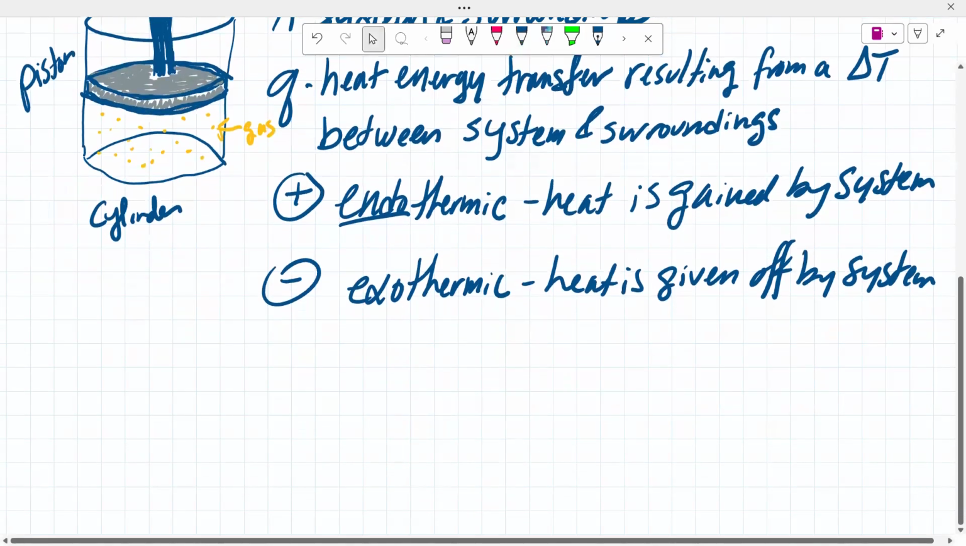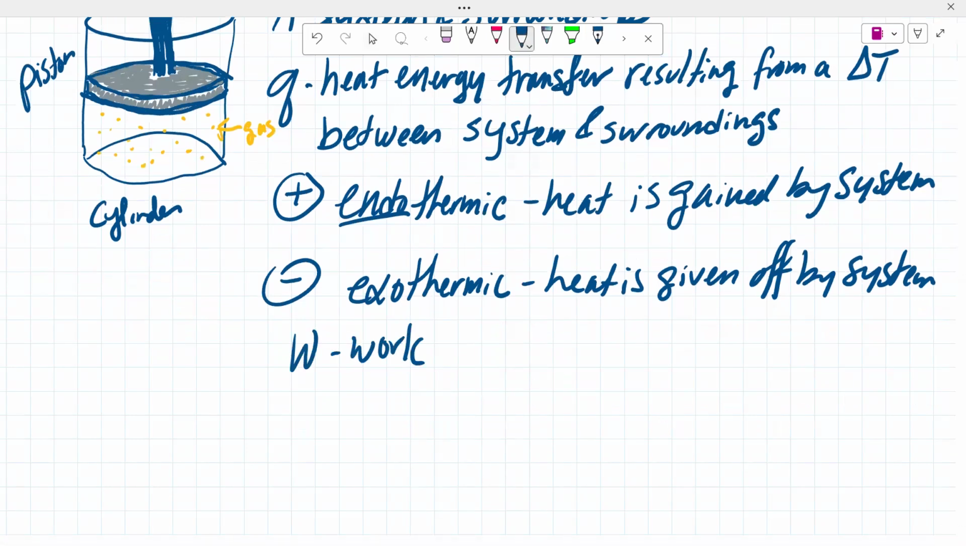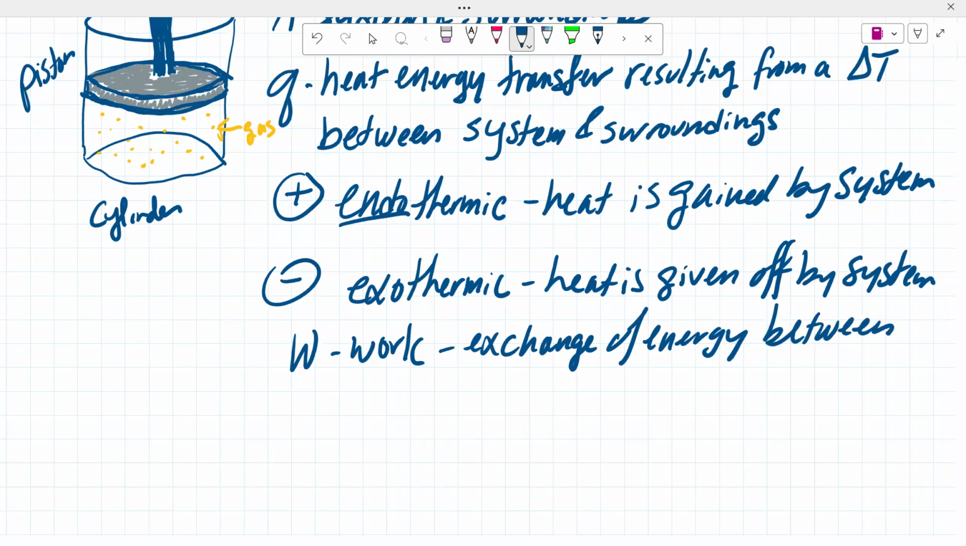And then W stands for work. Work is about the exchange of energy between system and surroundings as a result of unbalanced forces between the two.